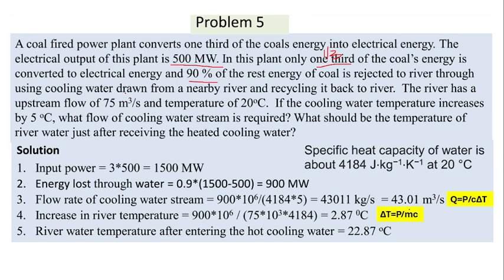The river has an upstream flow rate of 75 meter cube per second, and the temperature of the river water is 20 degrees Celsius. If the cooling water temperature increases by 5 degrees, so the rate of increase of the temperature of river water is 5 degrees Celsius. What flow of cooling water stream is required? They are asking the flow rate.